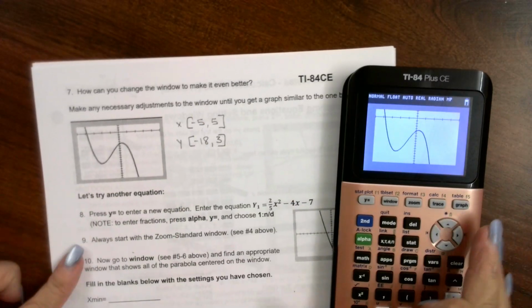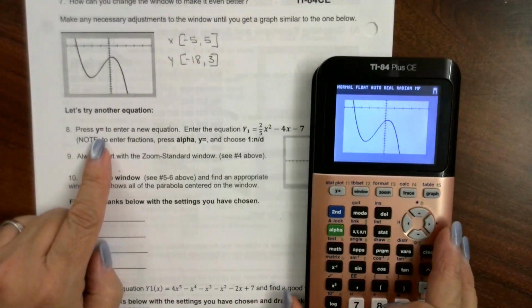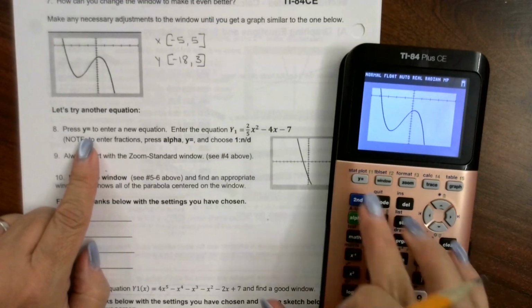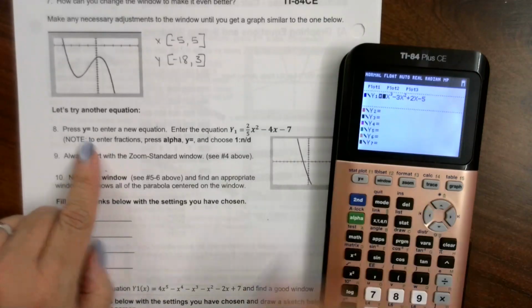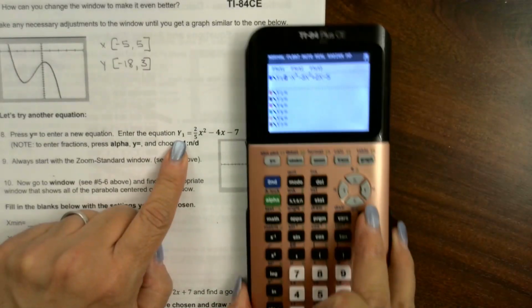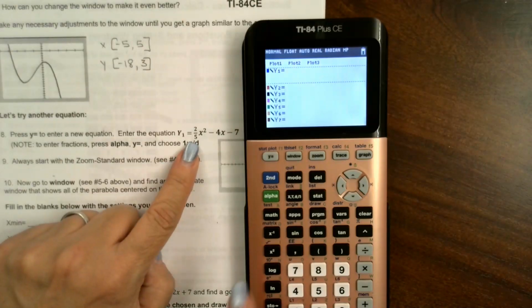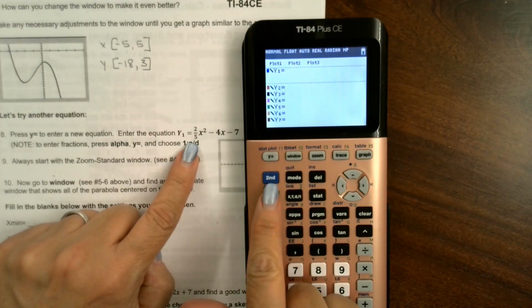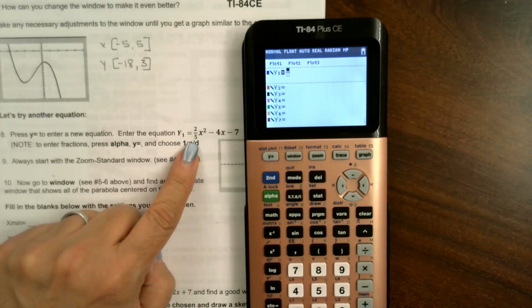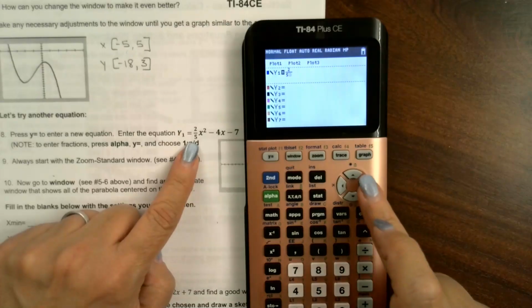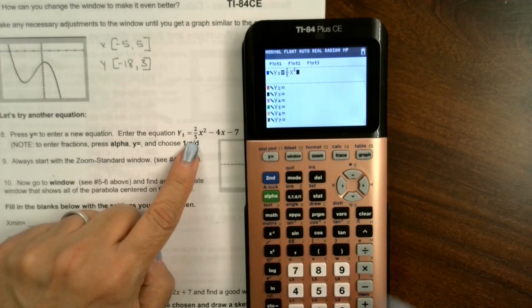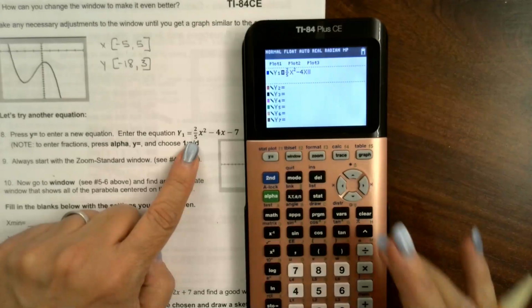Okay. So now we're going to try a new equation. So it says go back into y equals, and we're going to enter a new equation under y1. So I am going to just hit this clear button and get rid of all that garbage that's there right now. Now, we know how to do a fraction. Remember, fraction is alpha link. That gives me my fraction. So I have 2 over 5, and then I have x squared minus 4x minus 7.